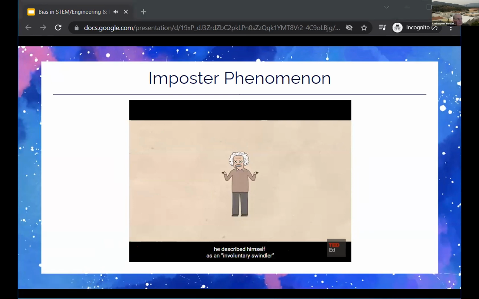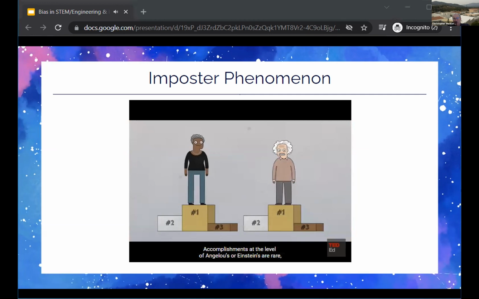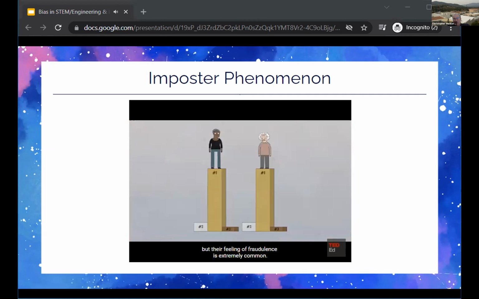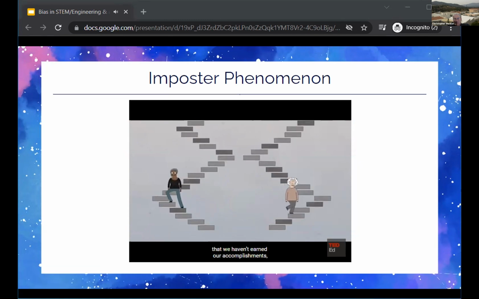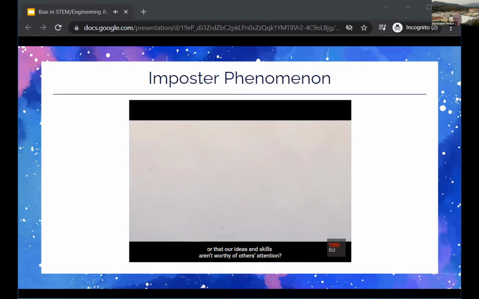Albert Einstein experienced something similar. He described himself as an involuntary swindler whose work didn't deserve as much attention as it had received. Accomplishments at the level of Angelou's or Einstein's are rare, but their feeling of fraudulence is extremely common. Why can't so many of us shake feelings that we haven't earned our accomplishments, or that our ideas and skills aren't worthy of others' attention?